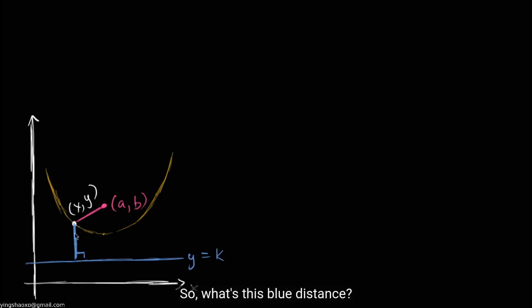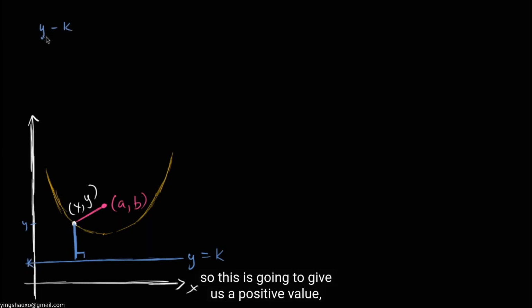So what's this blue distance? Well, that's just going to be our change in y. It's going to be this y minus k. It's just this distance, so it's going to be y minus k. Now we have to be careful. The way I've just drawn it, y is greater than k, so this is going to give us a positive value.